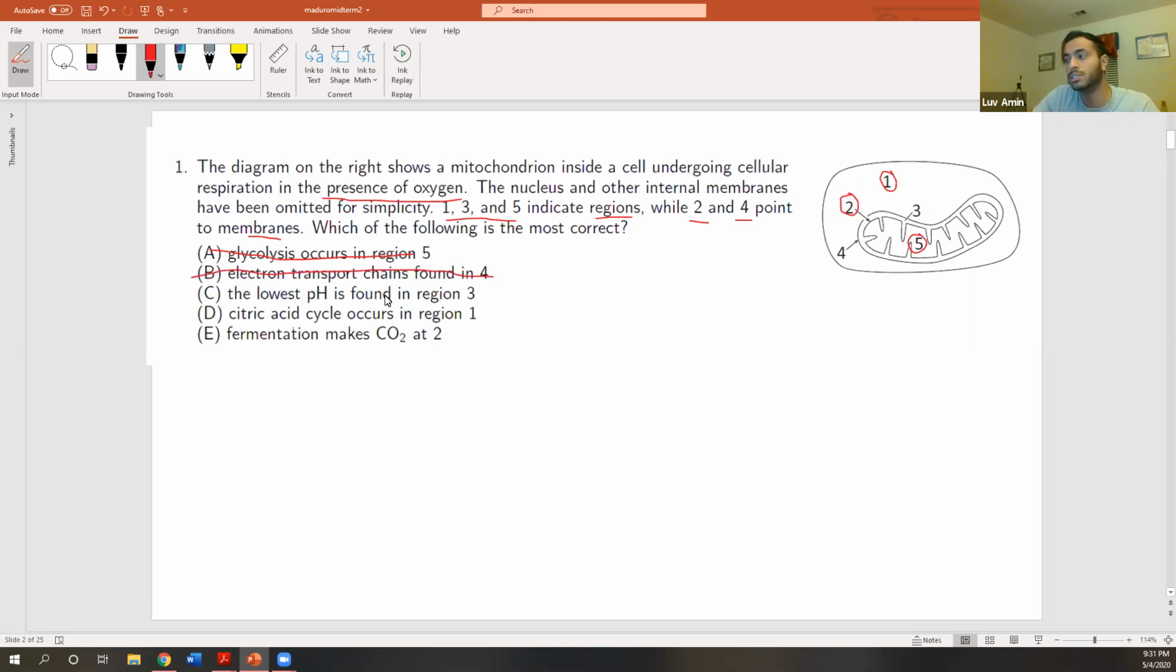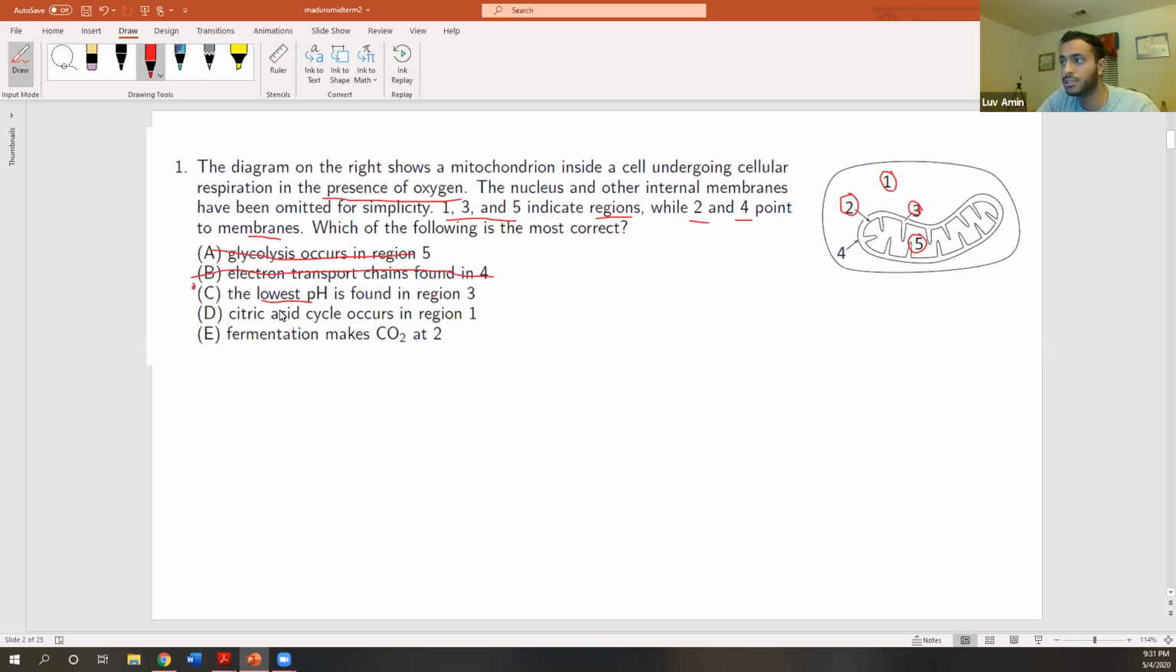C, the lowest pH is found in region 3. As we said in the electron transfer chain, the protons are pumped from the matrix out to the intermembrane space. If you pump a bunch of protons into one area, it's going to increase acidity, which is defined by a low pH. Since region 3 is the intermembrane space where you pump out all your protons, it's going to be more acidic, thus you'll have a lower pH. So let's keep C for now.